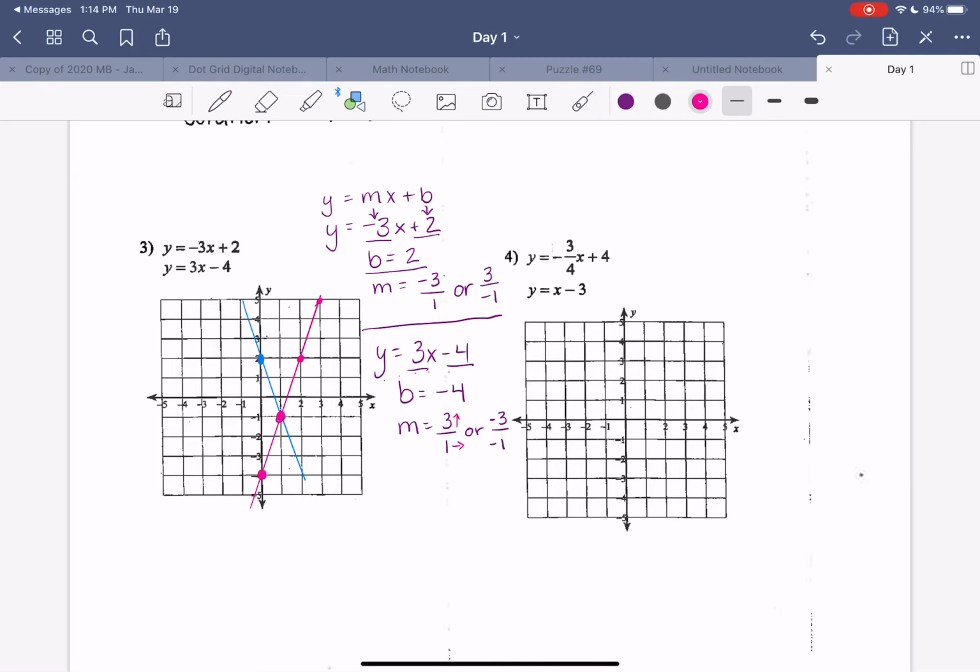There we go. And then remember that your solution is that point where they cross. So your solution will be this point right here where they cross, which remember we got to read it as x comma y. So on my x-axis, I'm at 1, and then my y-axis I'm at -1. So it's 1 comma -1, and there's your solution.